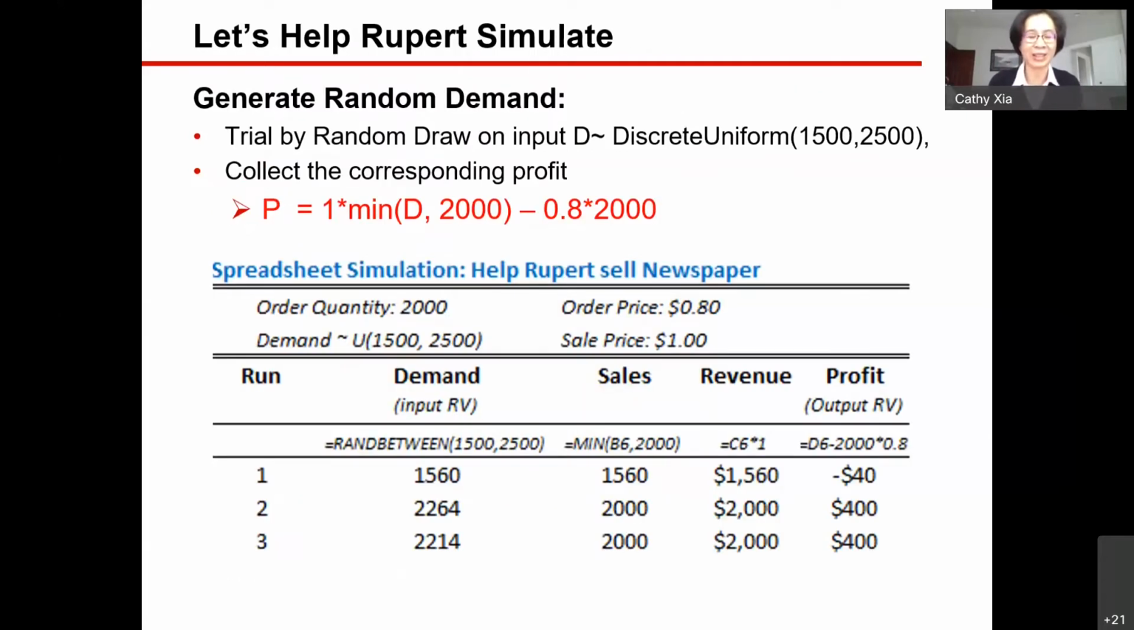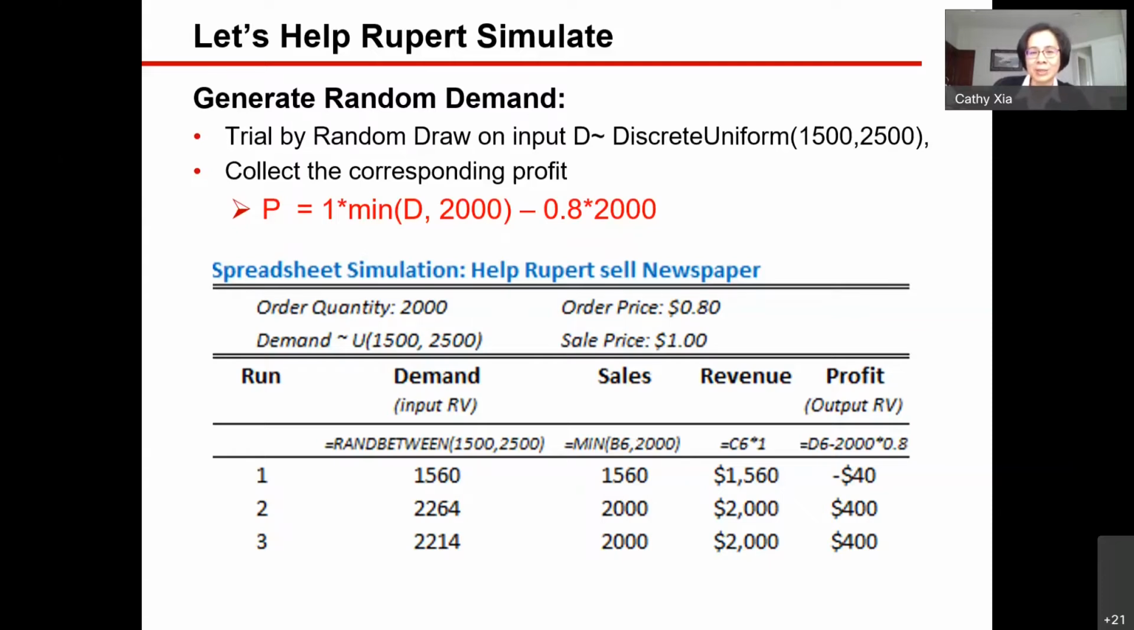You cannot simply do that, because let's understand what the reality is. Let's do some quick reasoning about the profit. Profit is really a response to the demand. You ordered 2000 copies, but when the demand realizes, you can sell at most 2000. If the demand is less, you end up only selling based on the demand. So we can quickly develop the relationship: profit is a function of the minimum of demand and 2000, your order quantity, minus your investment up front.